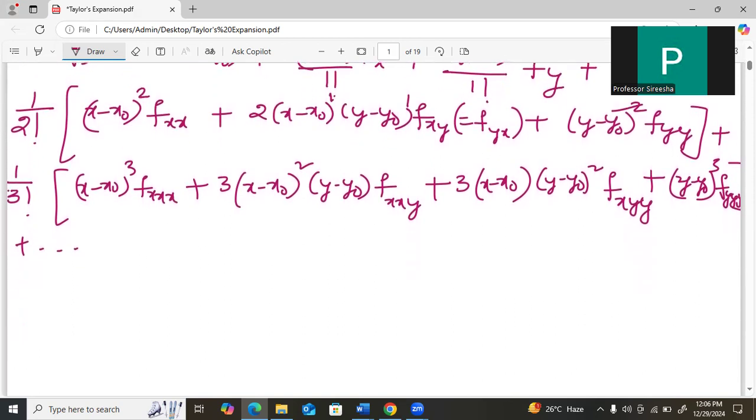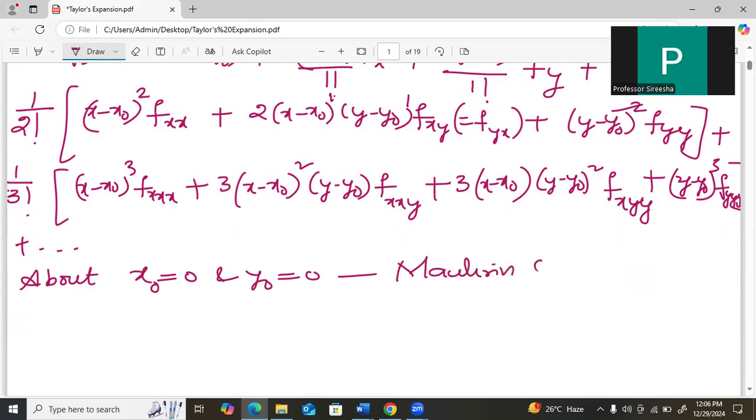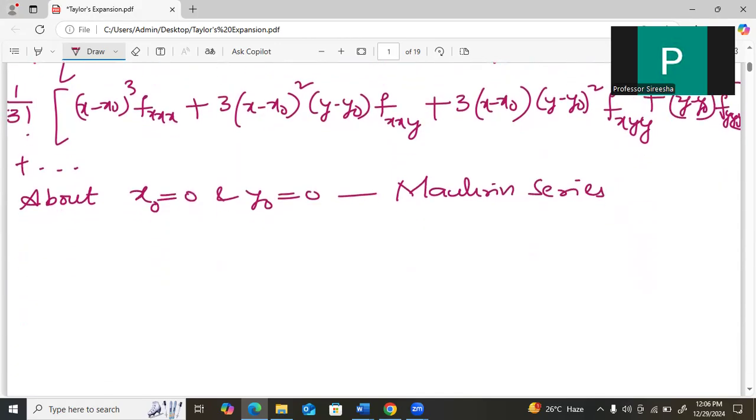Let's see how it looks like. About, I'm sorry, x naught is equal to 0 and y naught is equal to 0. How does it look like? By the way, it's again Maclaurin series. In the exam, you will be having either that or this. I shall tell you how the questions will come for your information. Okay, about x naught is equal to 0 and y naught is equal to 0. Wherever x naught is there, I'll put 0. Wherever y naught is there, I'll be putting 0.